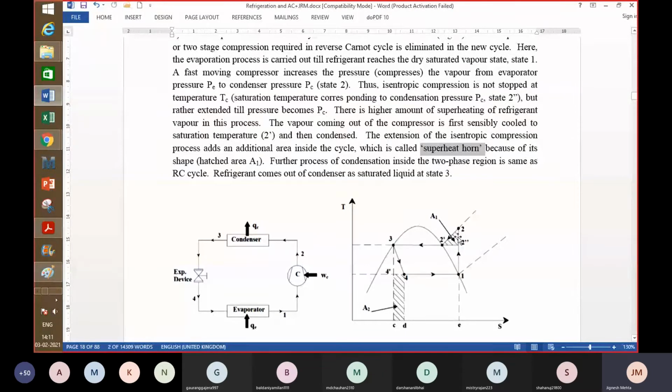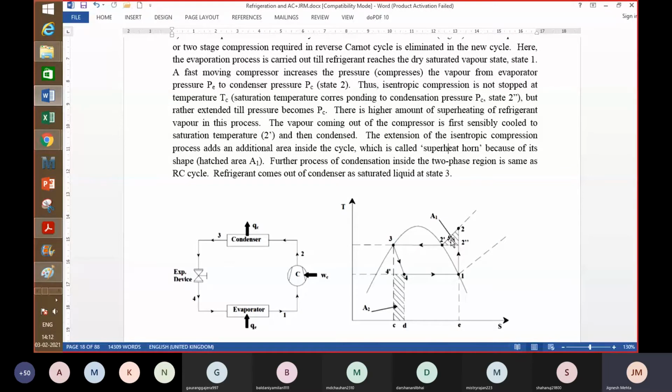So we call it the superheat horn. And actually, a large superheat horn is not preferable, right? How much superheating there is depends on different things. It depends upon pressures, but it also depends upon the thermodynamic properties of the refrigerant. So a refrigerant which gives a very large superheat horn generally gives you low COP, right? So it's not much preferred.